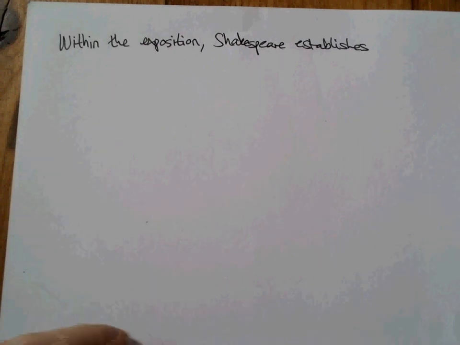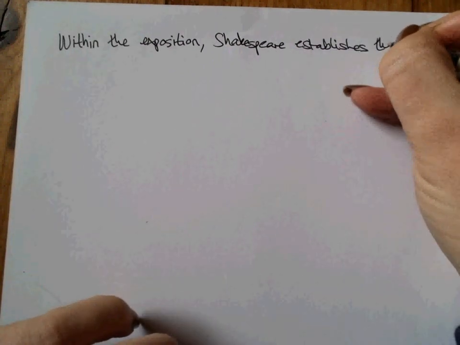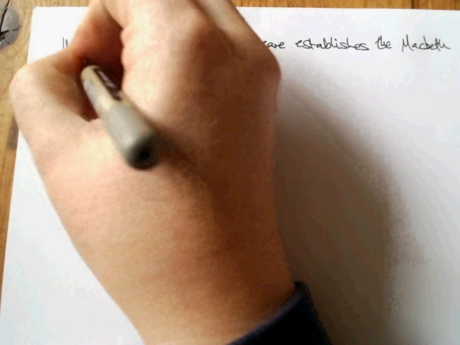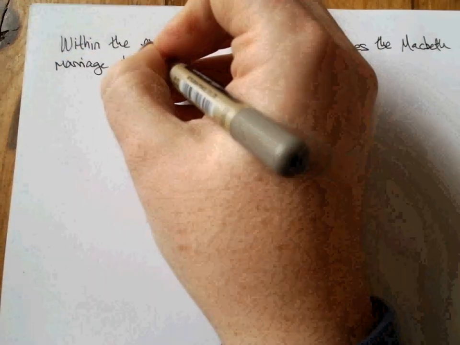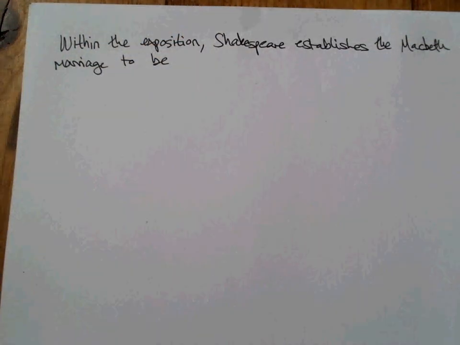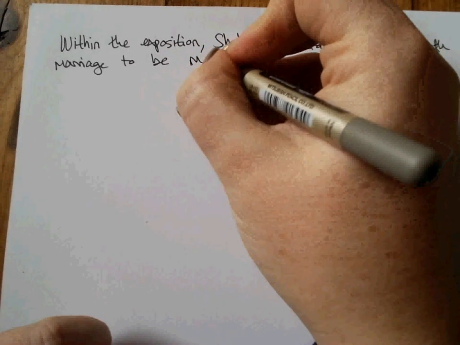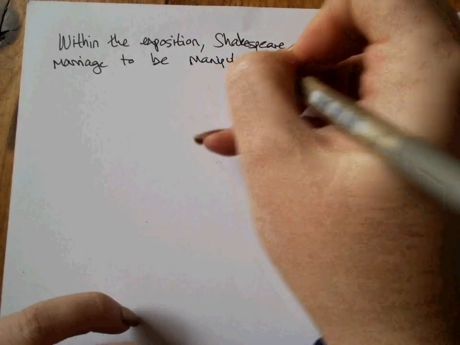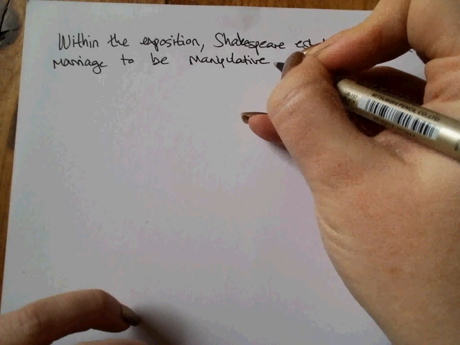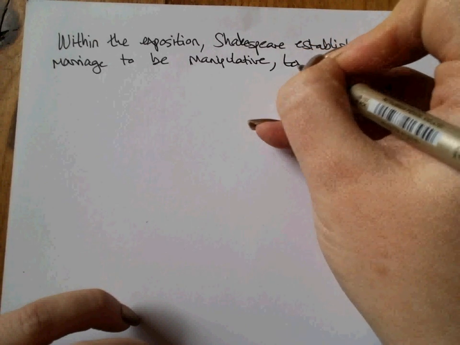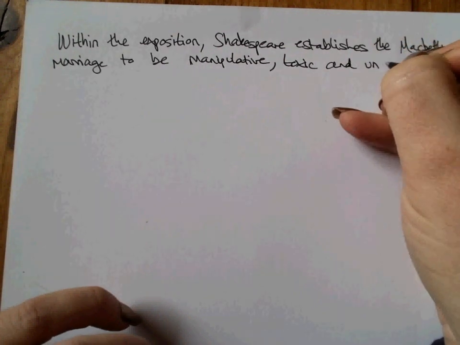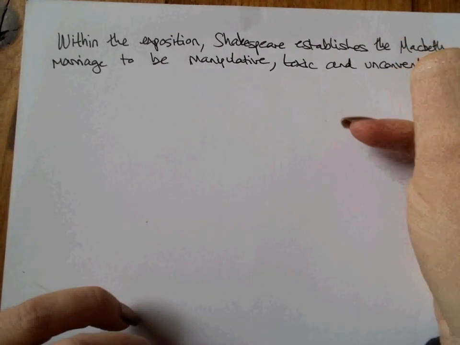So we need to get that focus on the question. So I'm going to say that he establishes the Macbeth marriage to be, so I'm almost starting off with a perspective or viewpoint here at the beginning. I really like a list of 3 or a tricolon to set up your viewpoint. So I'm going to say manipulative, toxic, and not that normal for the time, so I'm going to say unconventional.